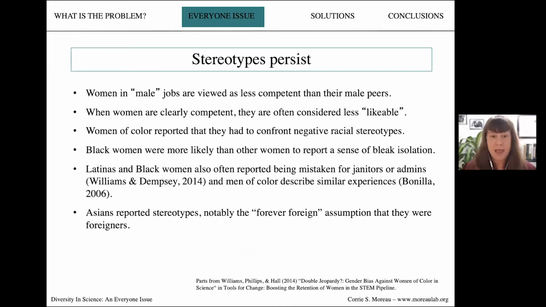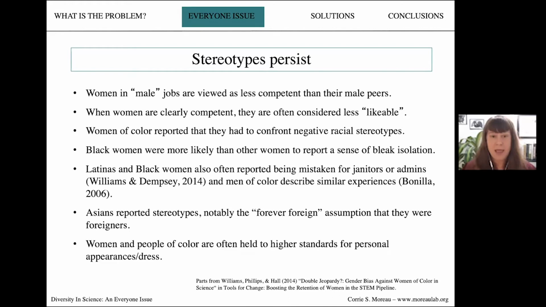So regardless of how many generations their family has been in the United States, people assumed that English was likely not their first language. And women and people of color are often held to higher standards of personal dress and appearance. And so I don't know about at your conferences, but at biology conferences, women and people of color often are dressed much more professionally, and have to do so to be taken seriously, than our white male peers.